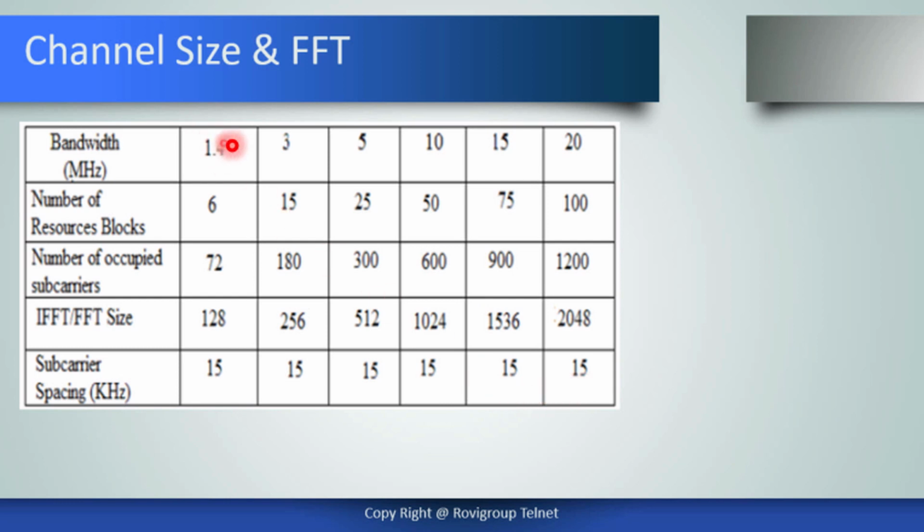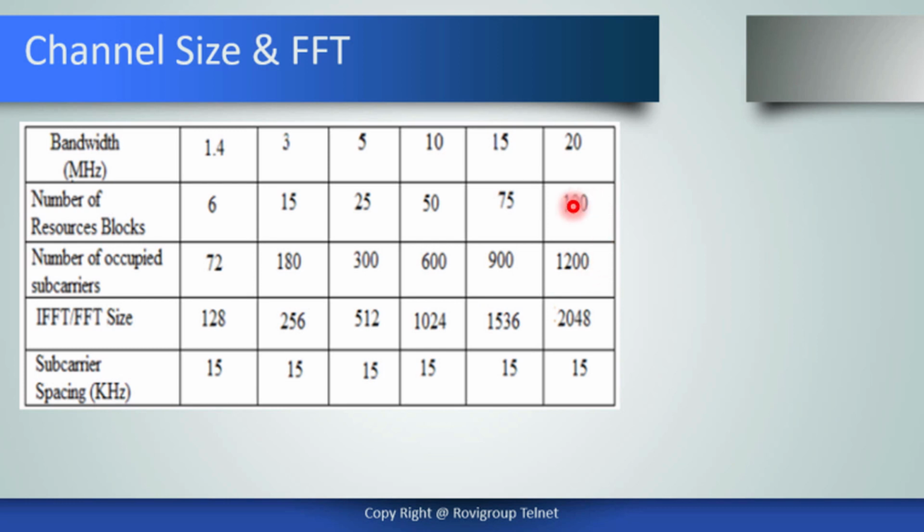Now when the bandwidth increases from 1.4 MHz to 20 MHz, the number of resource blocks is also increasing. Also, the number of occupied subcarriers is increasing, and so is the IFFT or FFT size. What does it mean? It means if you have 20 MHz, you can have 100 resource blocks, and the number of occupied subcarriers is 1200.